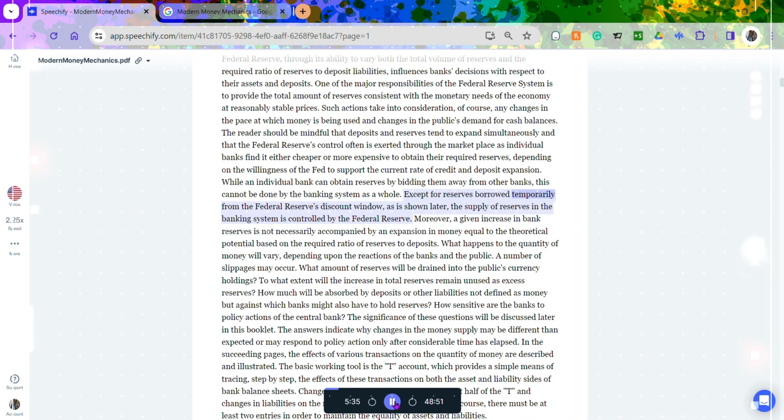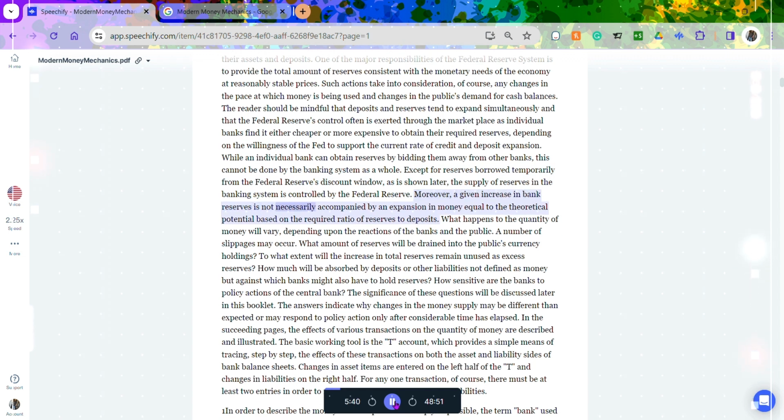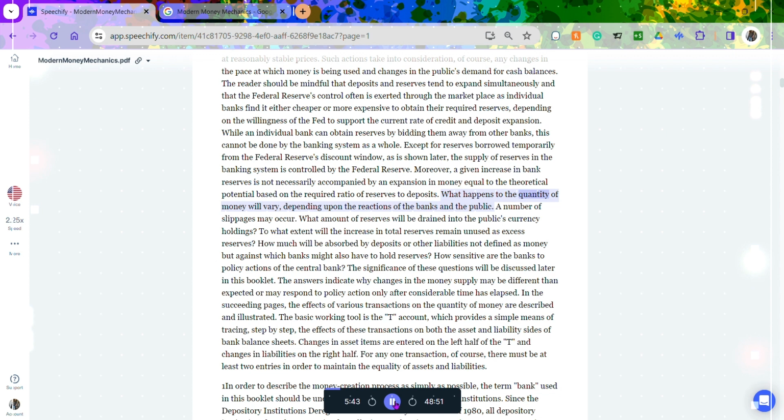Except for reserves borrowed temporarily from the Federal Reserve's discount window, as is shown later, the supply of reserves in the banking system is controlled by the Federal Reserve. Moreover, a given increase in bank reserves is not necessarily accompanied by an expansion in money equal to the theoretical potential based on the required ratio of reserves to deposits. What happens to the quantity of money will vary, depending upon the reactions of the banks and the public.